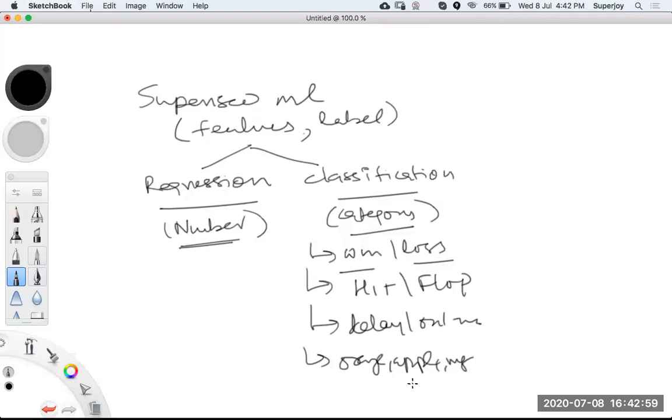Right? So now in this case, there are three categories, or pass or fail. Let me take one more example, let's say placed or not placed. Again, placed or not placed is also a classification problem, right? So to make it very clear how to differentiate between classification and regression.